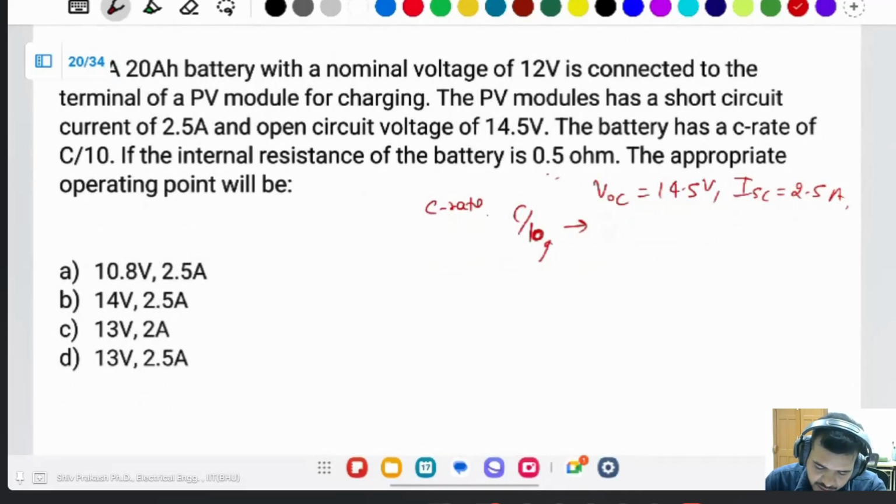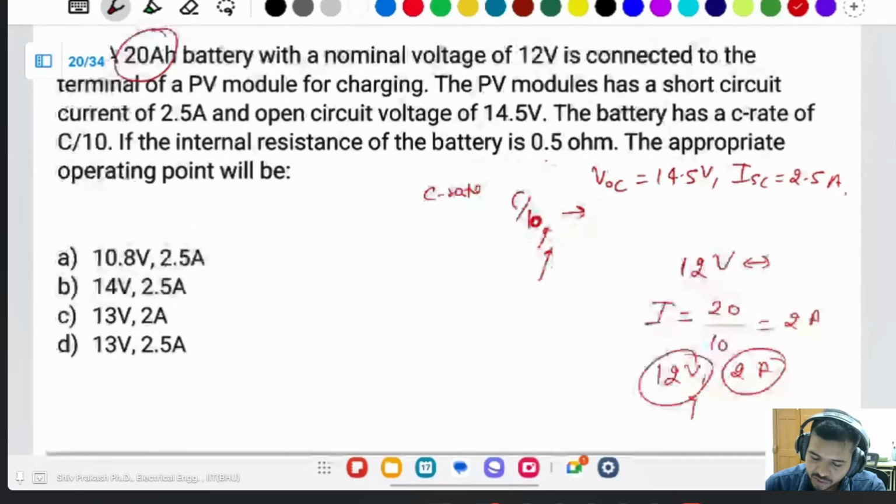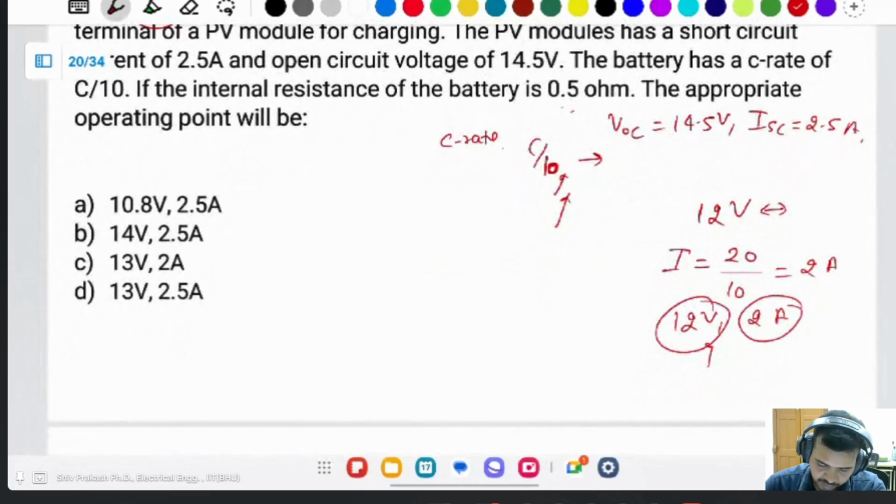If the internal resistance of the battery is 0.5 ohm, find the appropriate operating point to charge the 12 volt battery. Given a 20 Ah battery with a C rating of 10, what is the current? 20 Ah divided by 10 hour gives 2 ampere. Then you have a requirement of 12 volt and 2 ampere. It should be more than this one. You can take the operating limit of this one. Yes, 2.5 ampere is there, so it is okay.